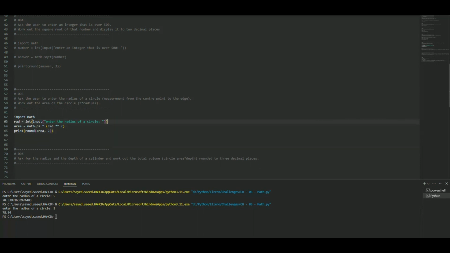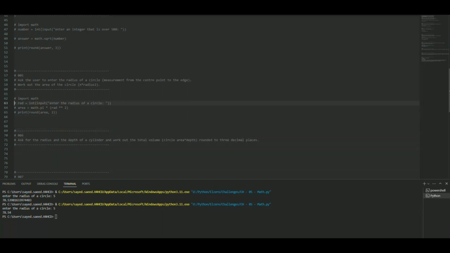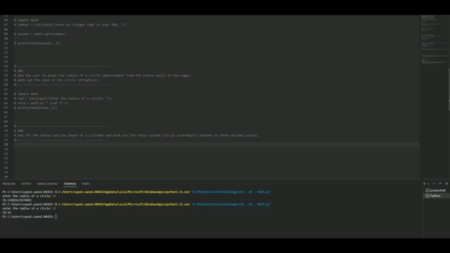Okay, let's see the last challenge. In this video, you will see the last challenge. We ask for the radius and depth of a cylinder and work out the total volume: circle area multiplied by depth, rounded to 3 decimal places. Okay, we need math here. Also working with the math module.